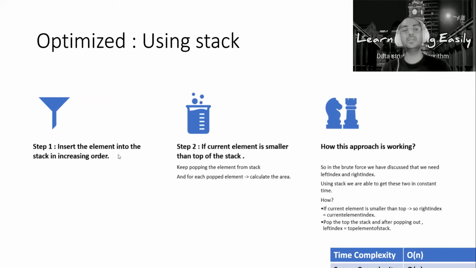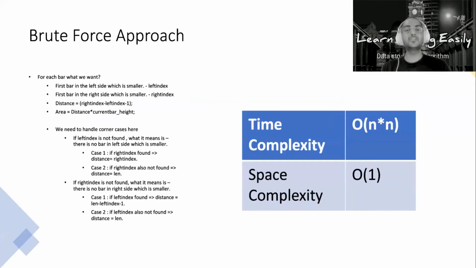Why? Because we have pushed elements into the stack in increasing order. So the left index will be nothing but the top of the stack. Understood? Right? Now let's talk about the right index. What is the right index? The right index is nothing but the first height on the right side which is smaller.